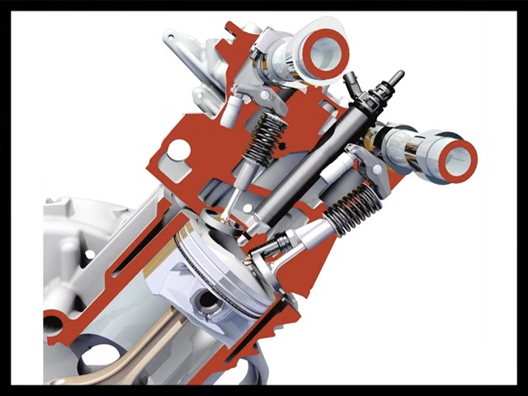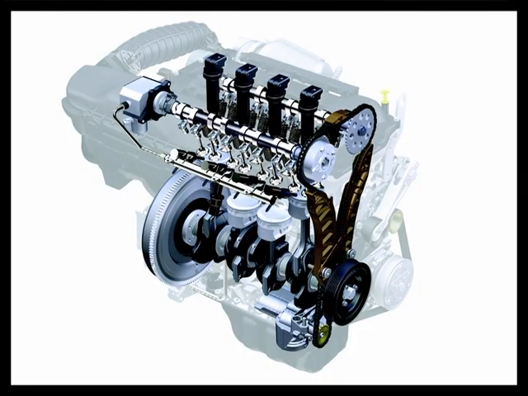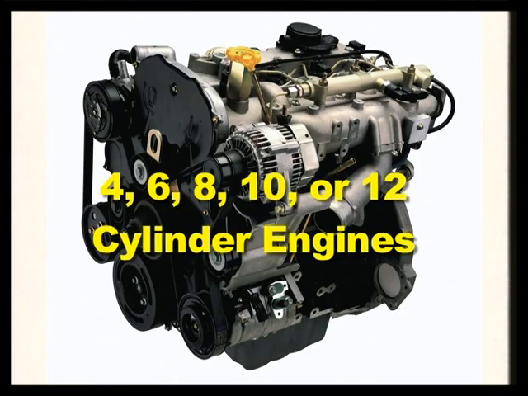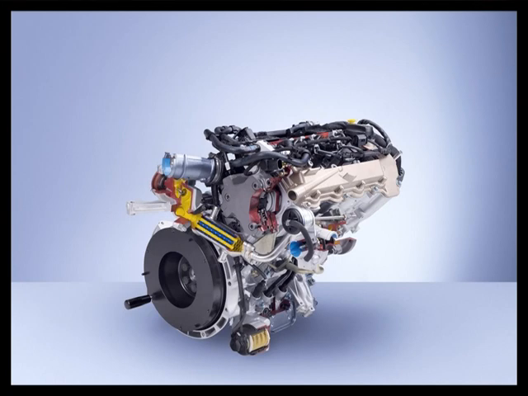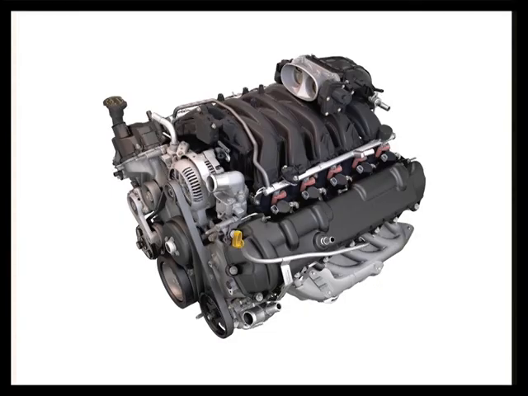Unlike the basic 1-cylinder engine just discussed, automotive engines are multi-cylinder engines, which means they have more than one piston and cylinder. Vehicles commonly have 4, 6, 8, 10, or 12-cylinder engines. A 4-cylinder engine is the most fuel efficient because it has less moving parts and internal friction.